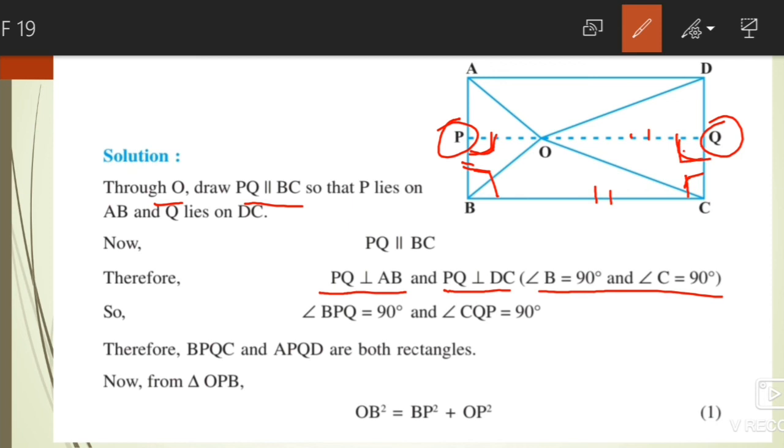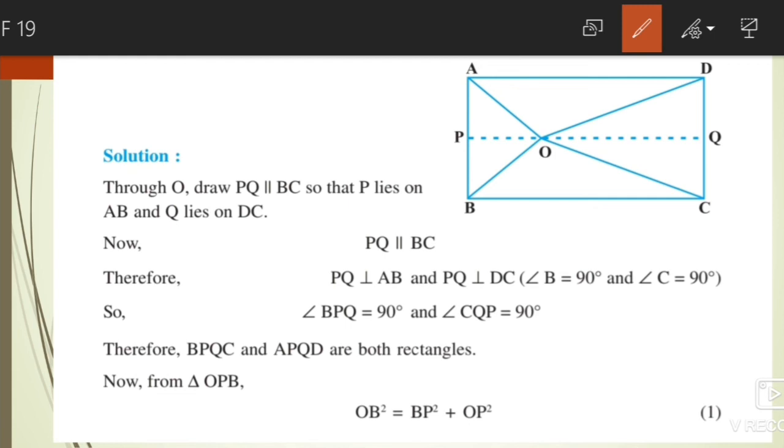Now, if you take BPQC and APQD, they both are rectangles. Why? Because angle A is already 90 degrees, angle D is already 90 degrees. Now BPQ is 90 degrees, that means this angle is also 90 degrees. This one is also 90, this one is also 90. That means BPQC and APQD both are rectangles.